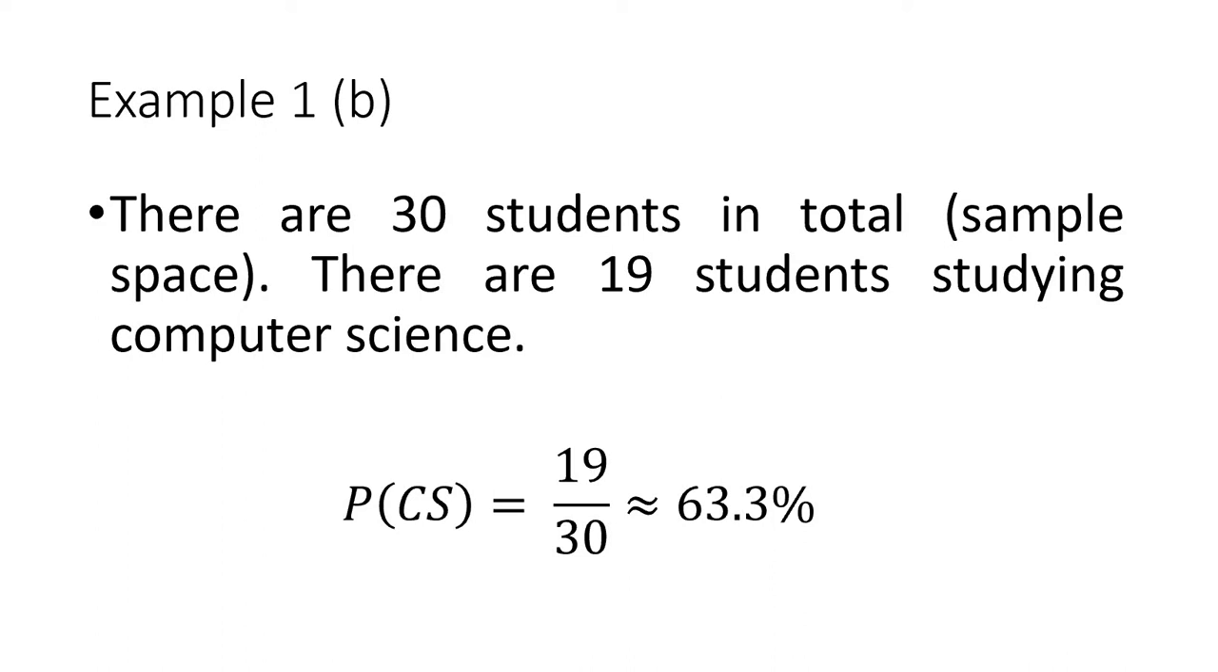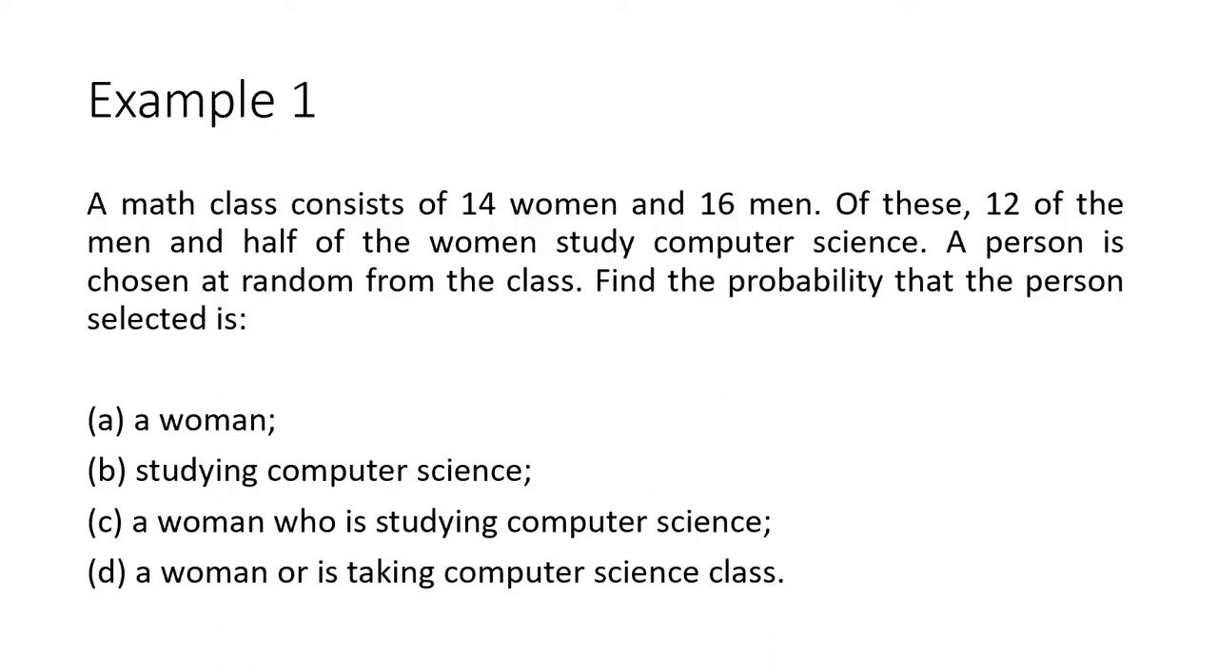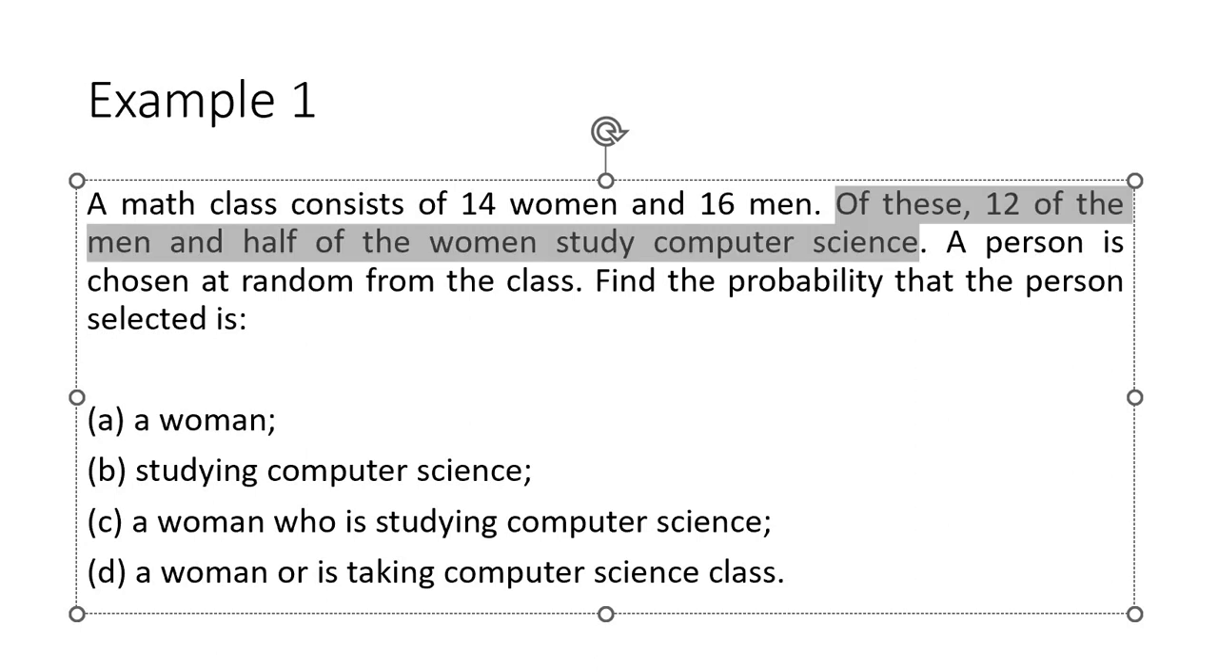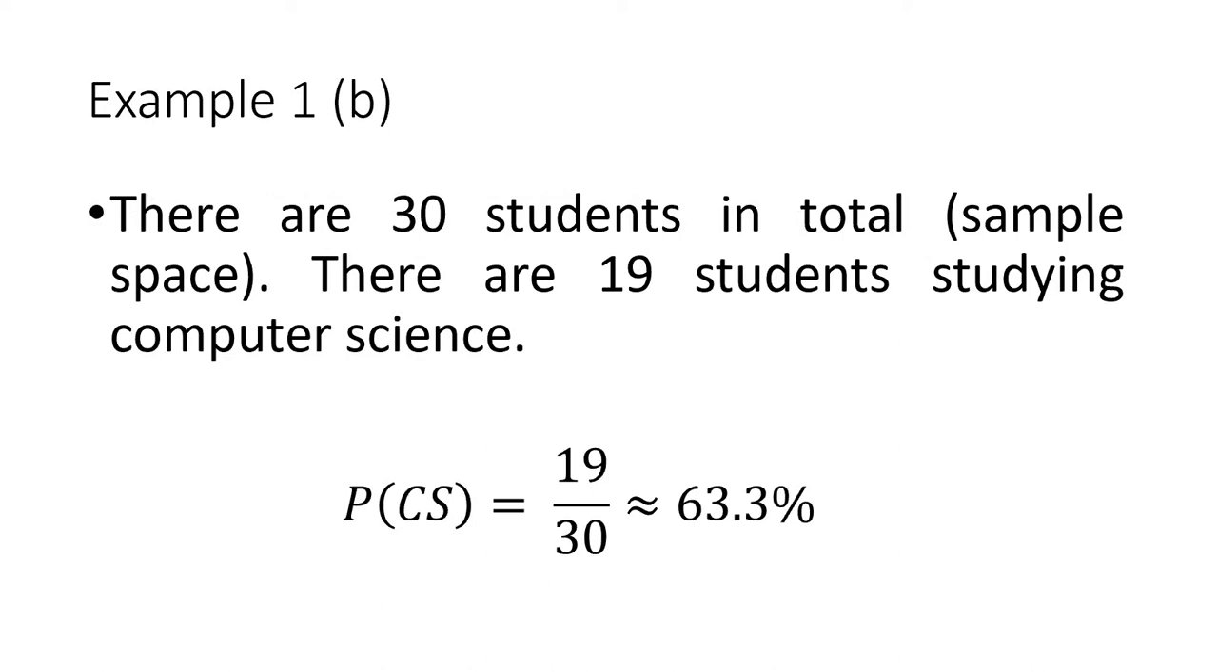In point B, we have to calculate the probability that a randomly picked person studies computer science. As before, there are 30 students in total, so our sample space remains the same. And there are 19 students studying computer science. We calculated it based on this sentence: 12 of the men and half of the women, 7, study computer science. 12 plus 7 gives us 19.